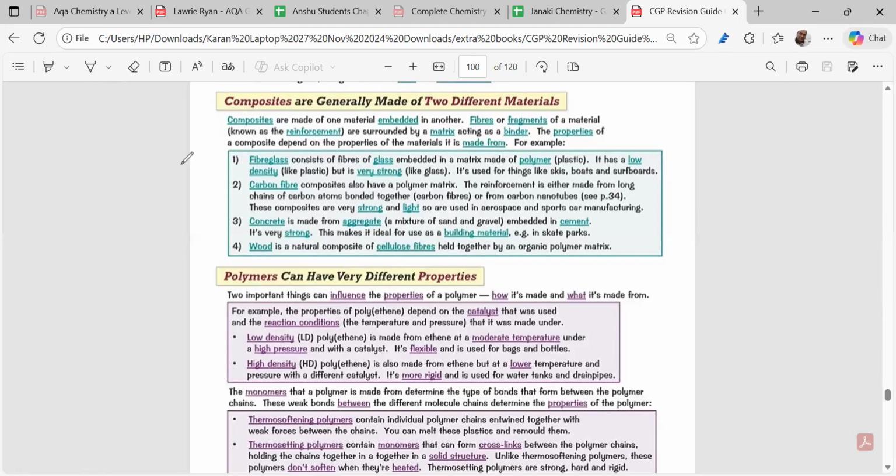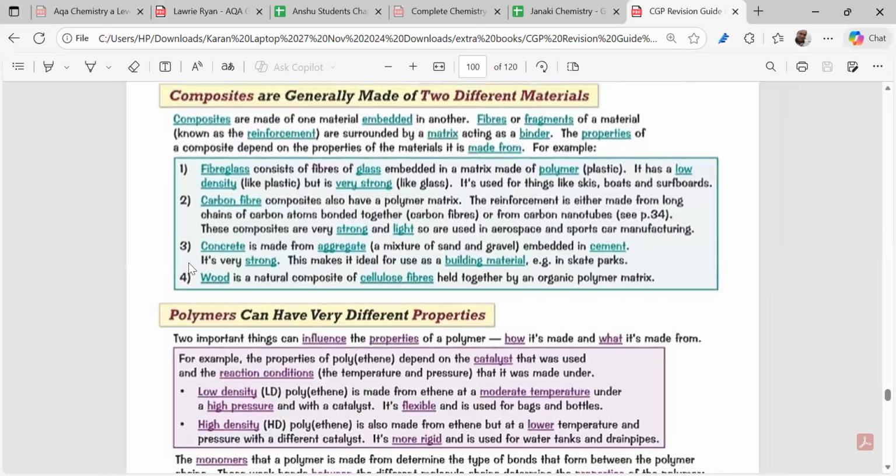Yesterday one student asked me about the matrix, that part. Composites are made up of one material embedded in another material. It contains two divisions. One is called the matrix or the binder, and in the matrix or binder, we add fibers or fragments inside it. So what are the composites you have in your course? Composites contain a matrix where the fibers or the fragments are embedded.